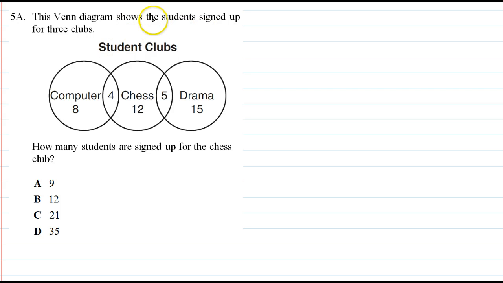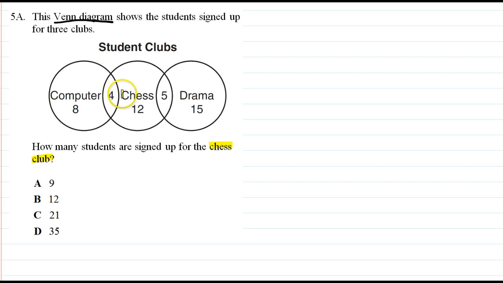5A, this Venn diagram shows a student signed up for 3 clubs. How many students are signed up for the chess club? So a Venn diagram is just a way to represent information using some type of circles or different shapes. And so what we're looking for here is how many students are signed up for the chess club.